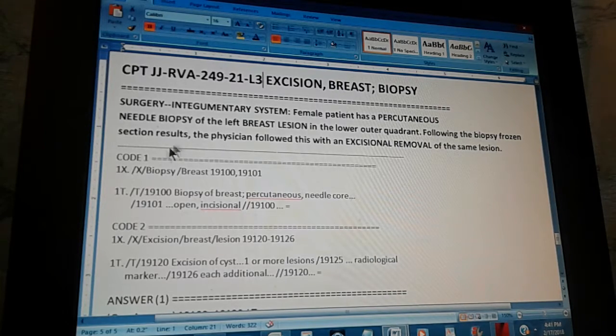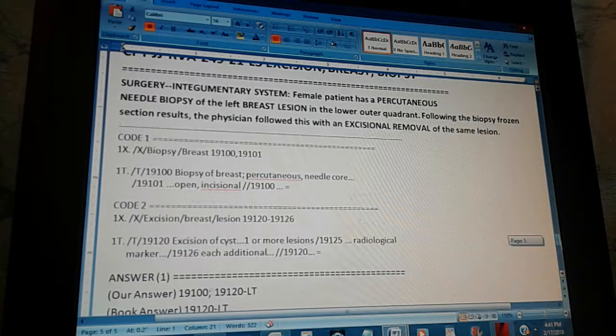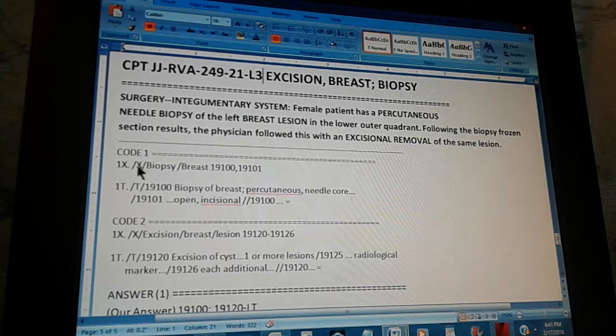We believe that there are 2 codes. The code number 1 through the index is found like this. First, go to the index. Then you start with the B for biopsy. For biopsy. Then you go to breast. And you get 2, right?